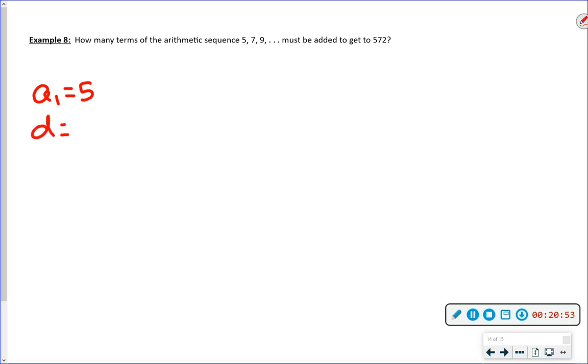Difference is 2. Okay, now here's the fun part. We want to know how many terms I'm going to add to this sequence so it gets to a total sum of 572. So I want the sum to equal 572. I'm thinking about my sum formula here. I know the first term's 5, but of course the problem is you don't know the last term.